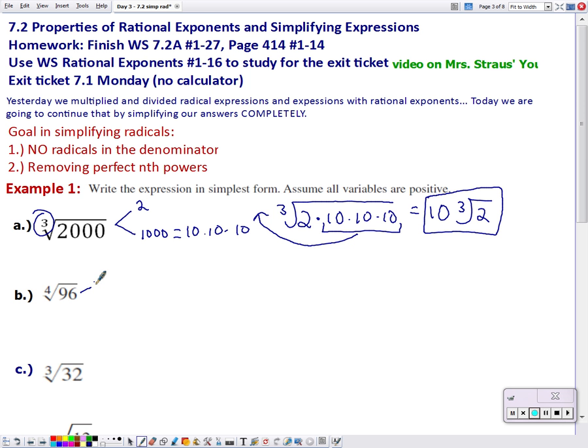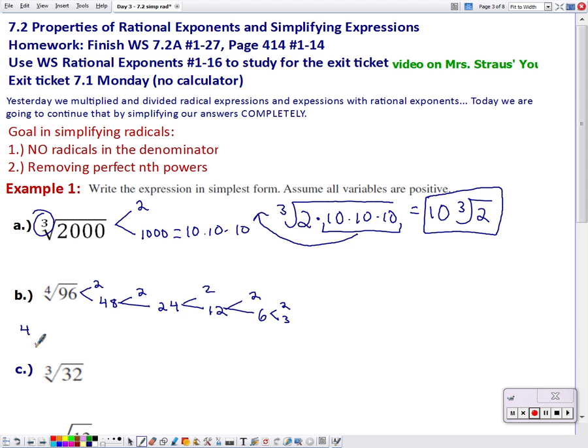I'm going to start the same way. I'm going to divide out 2, and that leaves me with 48. And 48 also is divisible by 2, and that would give me 24, which is also divisible by 2, and that gives me 12. And that's also divisible by 2, and that gives me 6. Now, yeah, 6 is 2 times 3, but I don't really need that, and here's why.